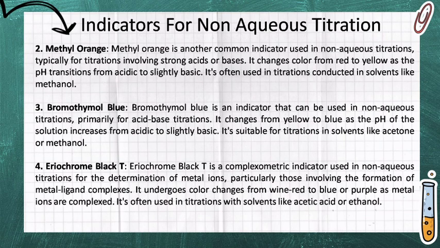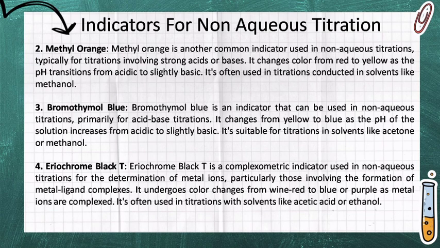Second, methyl orange. Methyl orange is another common indicator used in non-aqueous titrations, typically for titrations involving strong acids or bases. It changes color from red to yellow as the pH transitions from acidic to slightly basic. It's often used in titrations conducted in solvents like methanol.